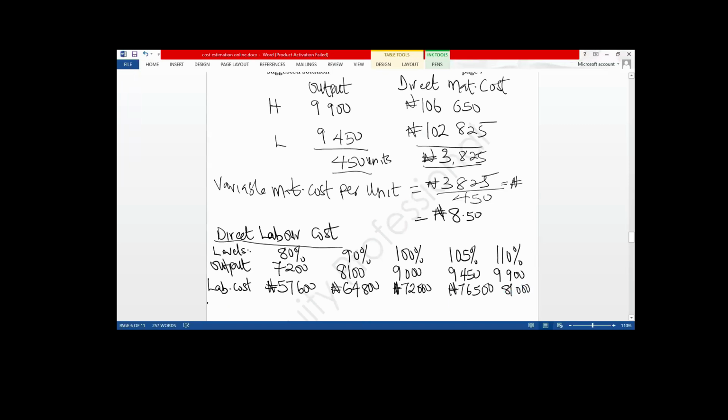So go and calculate labor cost per unit. Let's check this. 8 naira at this level. 8 naira at the second level. 8 naira also. 8 naira at 100%. 8.10 at 105%. 8.18 at 110%.